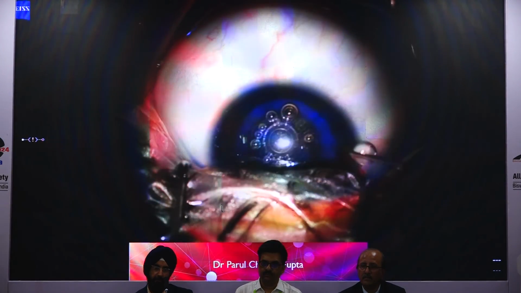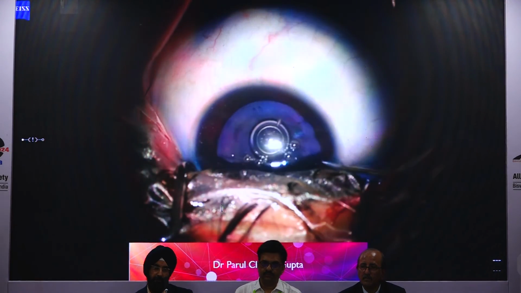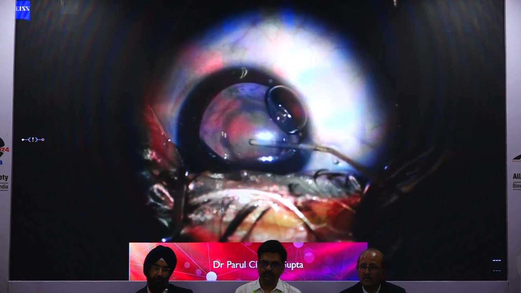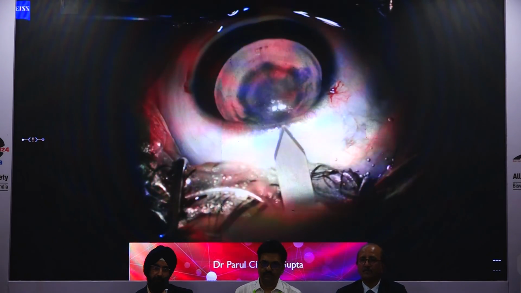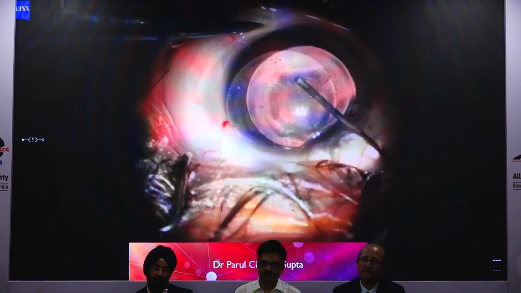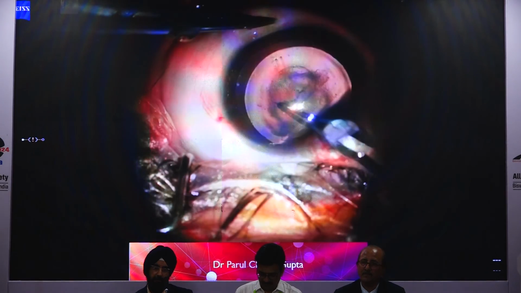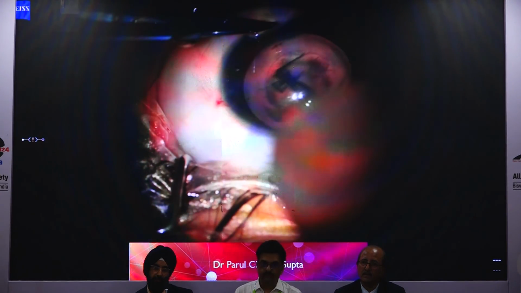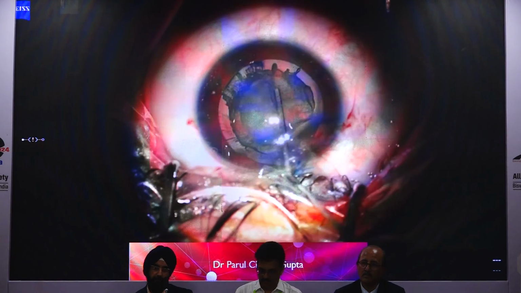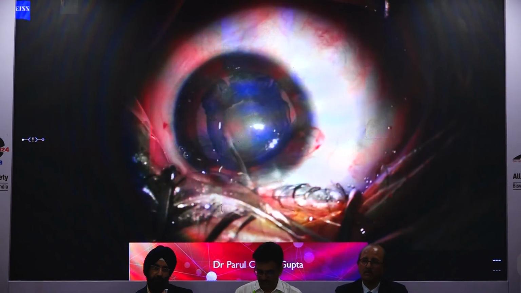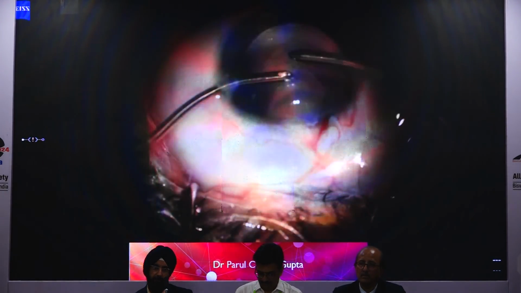So after making the side ports, we stain the anterior capsule with 0.06% trypan blue dye and wash it off. We fill with the viscoelastic, and a cohesive viscoelastic is preferred. We use the cystitome to start the incision, and then we complete it with the Utrata forceps. We do a multi-quadrant hydrodissection, at least 3 quadrants should be done, and then we do bimanual irrigation aspiration.